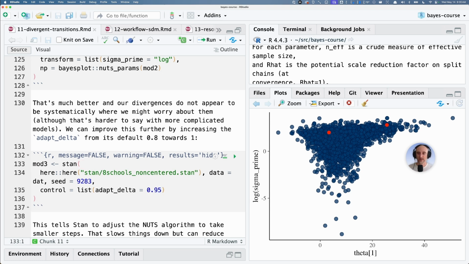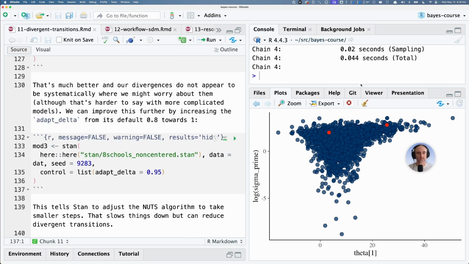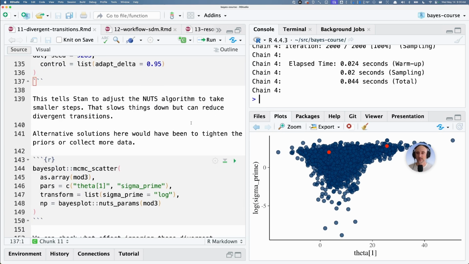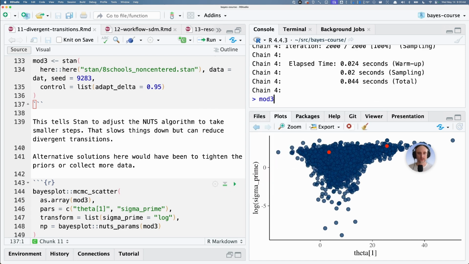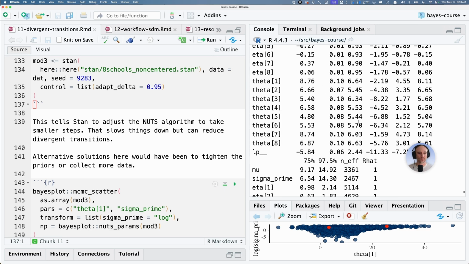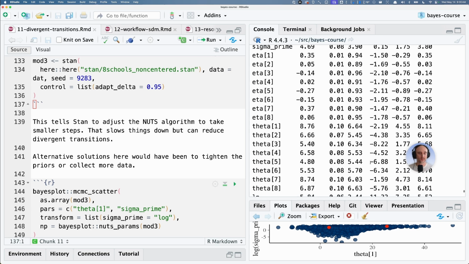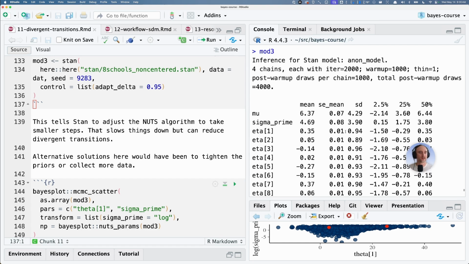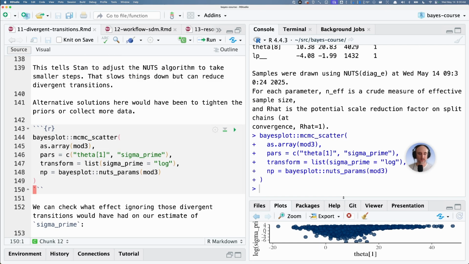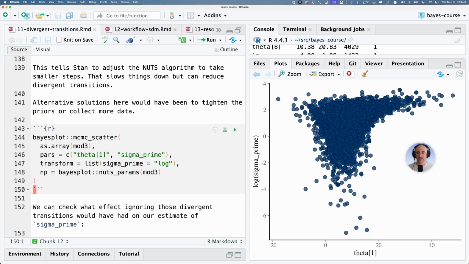So let's increase that to 0.95. Now our model fit and there were no warnings. We have saved that into mod 3. So if we look at mod 3, we have lots and lots of samples, high effective sample size, low R hats, and there were no warnings. And if we make our scatter plot, we have no highlighted divergent transitions, and we can see samples going right down here into the funnel with no red dots.